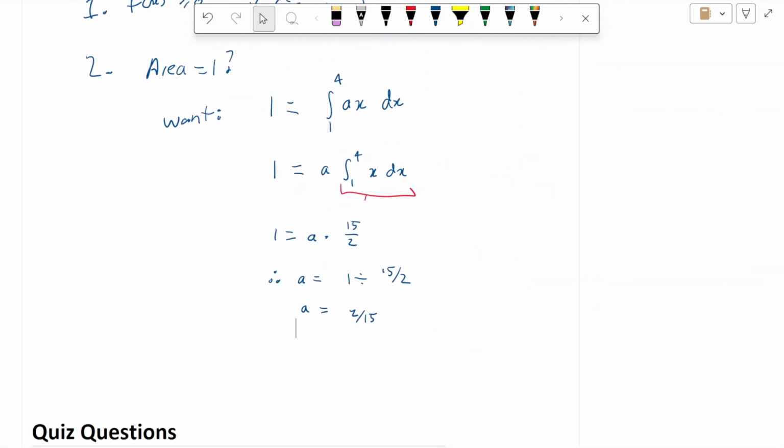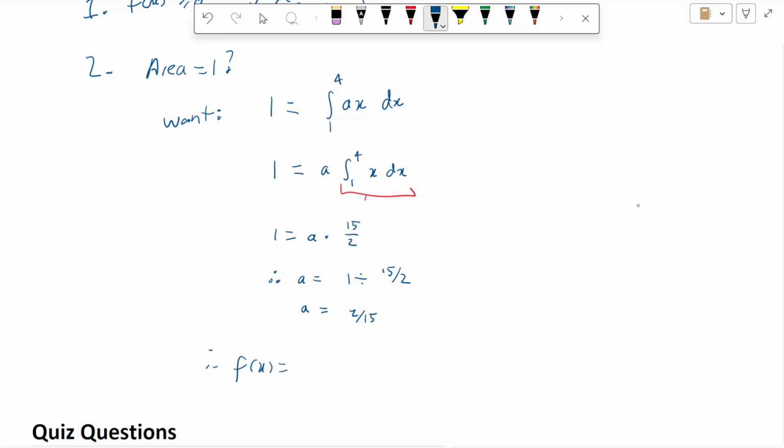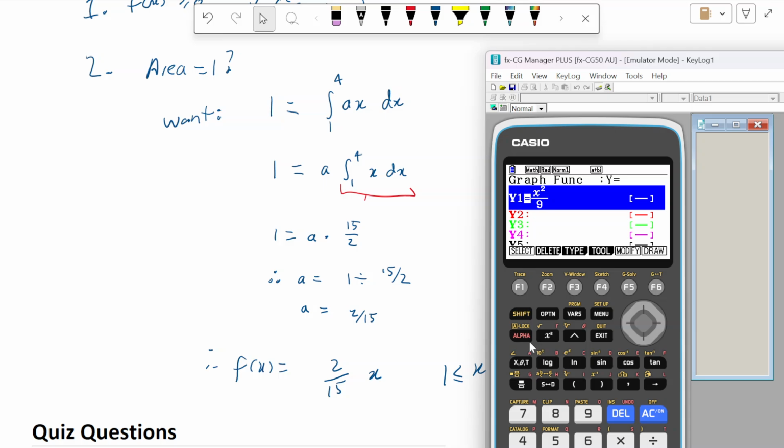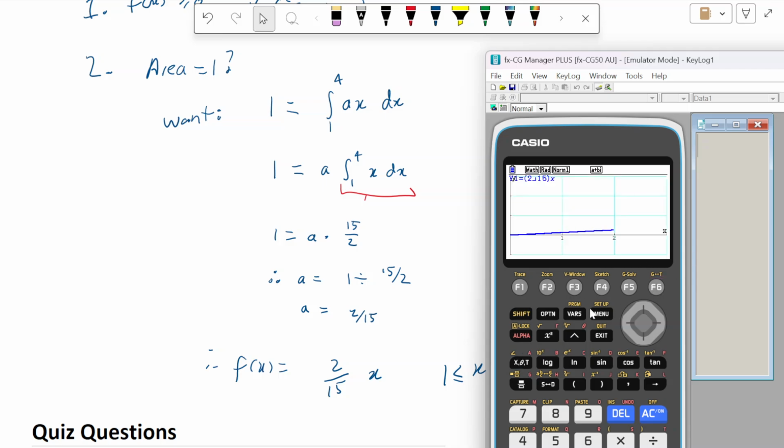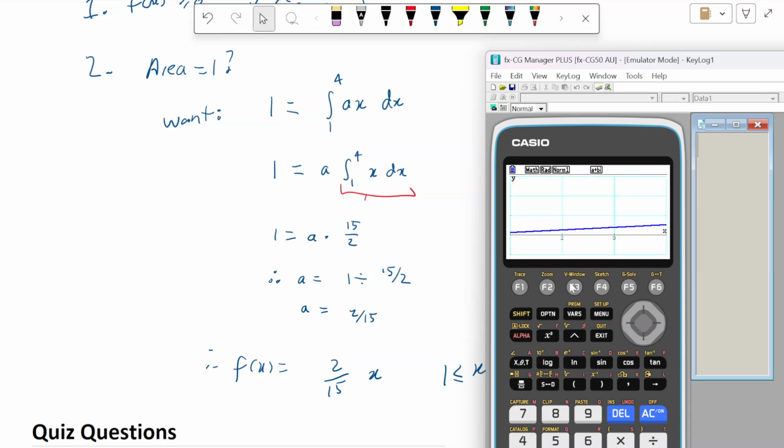And if you want to just check, what you can do is you can go into graph. So f of x is 2 over 15 x, and it's a valid PDF. We can just check that this actually works. So if we go 2 over 15, and we put an x there, let's see, we want to set our window from 1 up to 4. There we go. And then in theory, if I do that integral, I should get 1. So you get 1 up to 4. Hey, look, I do. And it's clearly above the x-axis. So yes, it's a valid PDF.